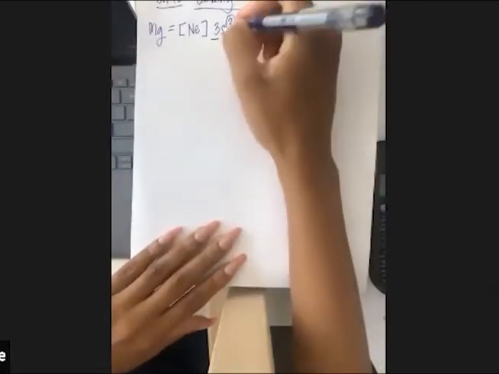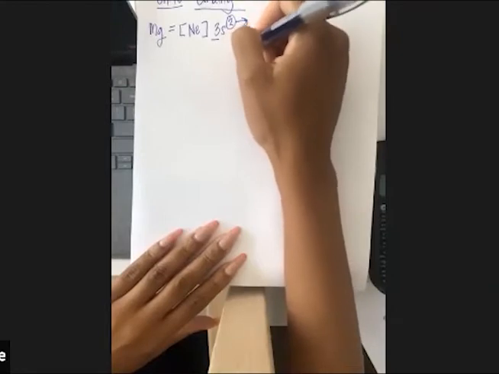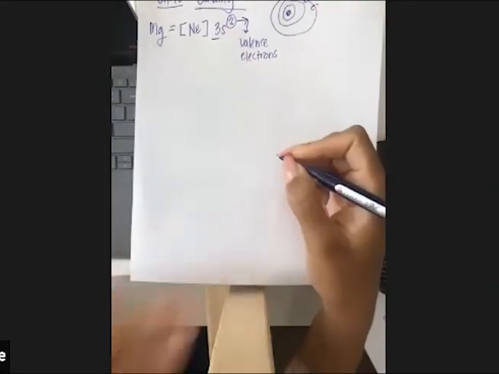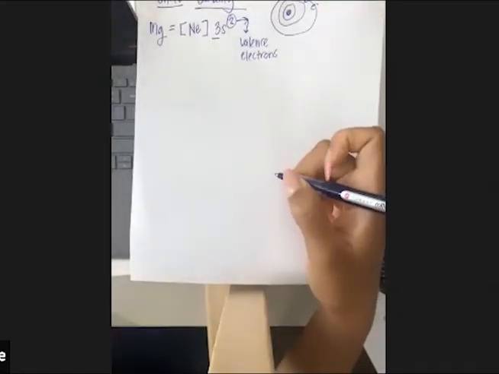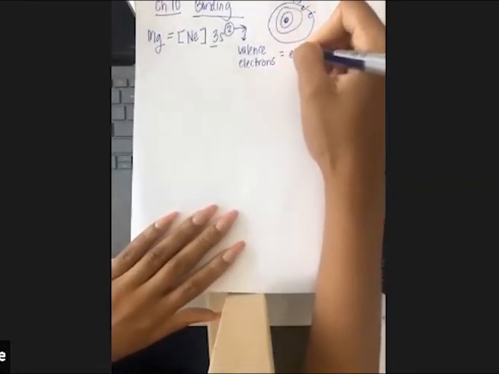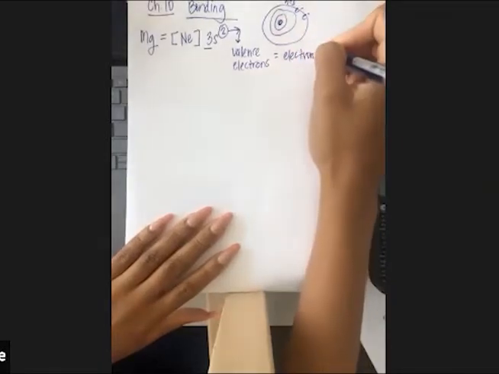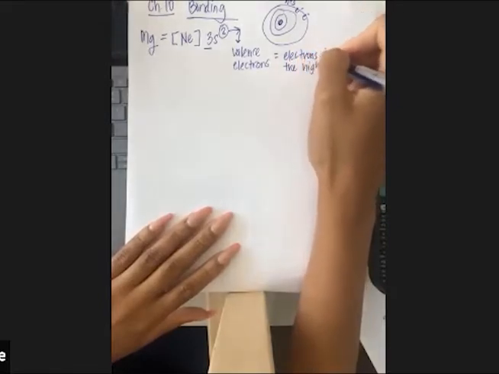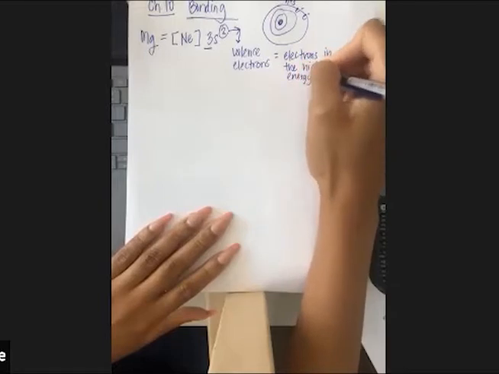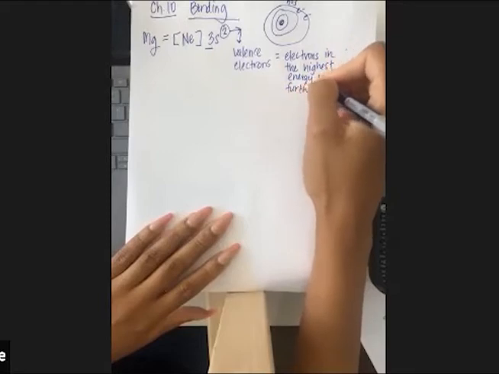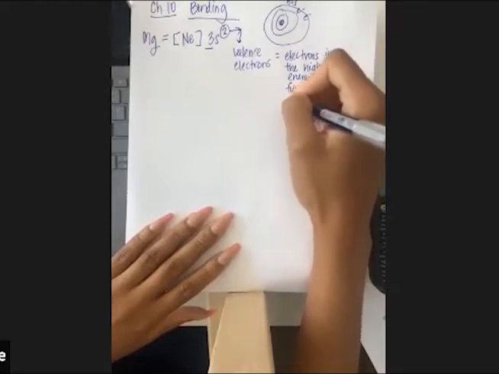We call these 2 electrons valence electrons. Valence electrons are the electrons that are furthest from the nucleus. They're in the highest energy level, and furthest from the nucleus.